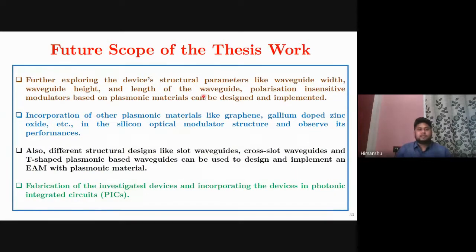Now, the future scope of the thesis work is to further explore the device structural parameters like waveguide width, waveguide height, and length of the waveguide; polarization-insensitive modulators based on plasmonic material can be designed and implemented. Also, incorporation of other plasmonic materials like graphene, gallium lobe, zinc oxide, etc. in a silicon optical modulator structure and observe its performance. And different structural designs like slot waveguide, cross-slot waveguide, and T-shaped plasmonic-based waveguide can be used to design and implement an EAM with plasmonic material. And the last future work is the fabrication of the investigated devices and incorporating the devices in photonic integrated circuits.